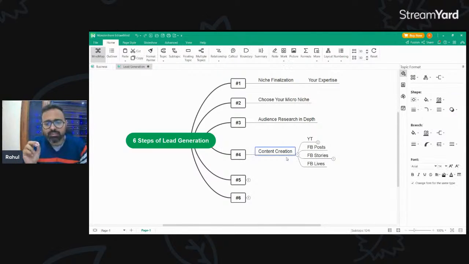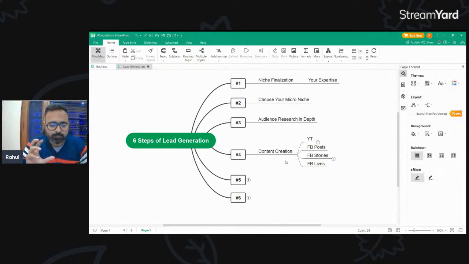And content creation should also be in a way that it should not be vague content, right? Content creation should always be in such a way that the content leads people towards your product. The content should help people understand your product much better. The content should actually help people understand how they can get the results which you are promising them.